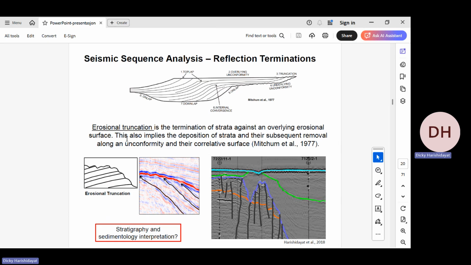This is one of the examples of reflection termination, called erosional truncation, where we have the strata against an overlying erosional surface. So it's quite easy because it's like an angular unconformity kind of surface. You have a dipping layer against an overlying erosional surface, which is much flatter compared to the strata below.